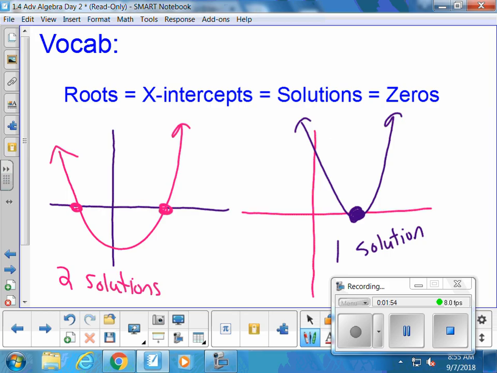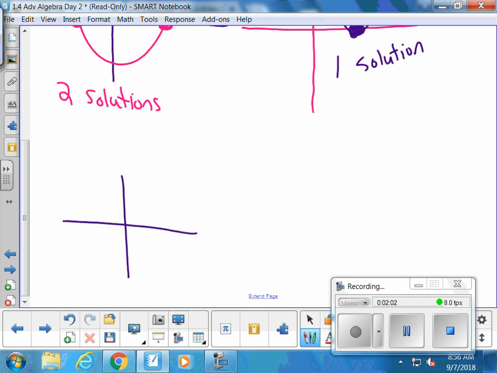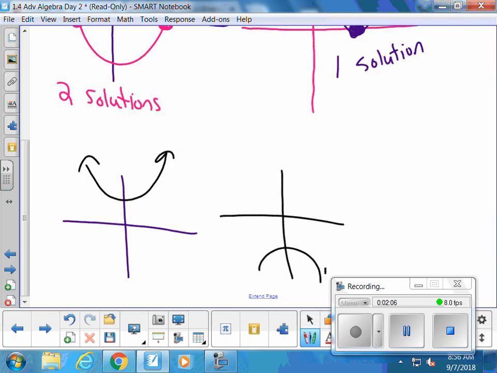And then do you think a parabola could have zero solutions? Where would it live? It would never touch. So it could either be like an opening up parabola up here that's not touching, or an opening down parabola down here that's not touching. But basically, yes, it is a possibility of having no solution based on where the parabola is. Okay? All okay with that concept? All right, moving along.